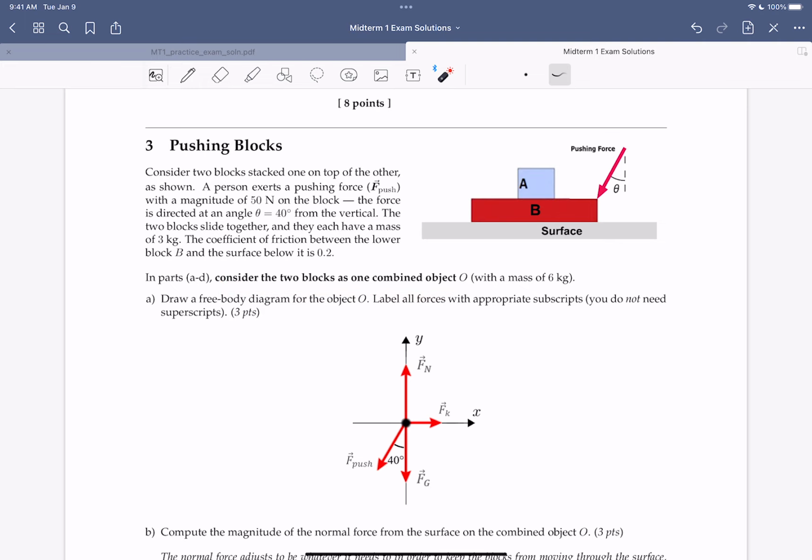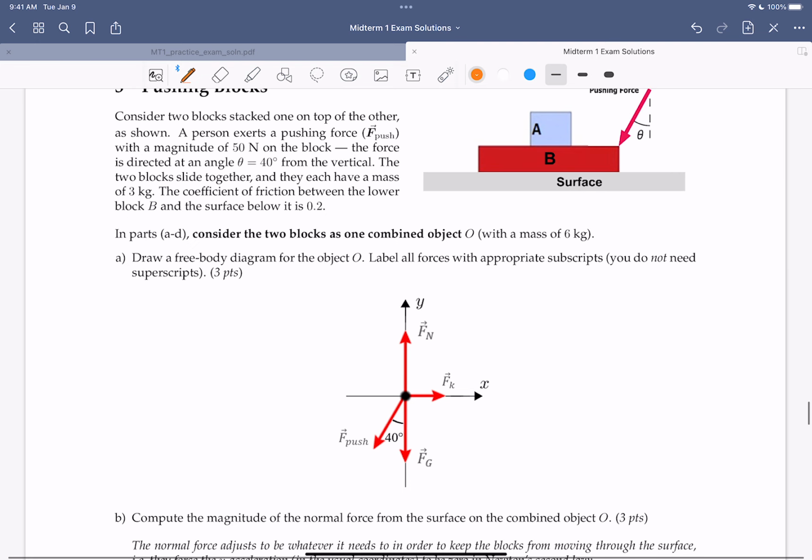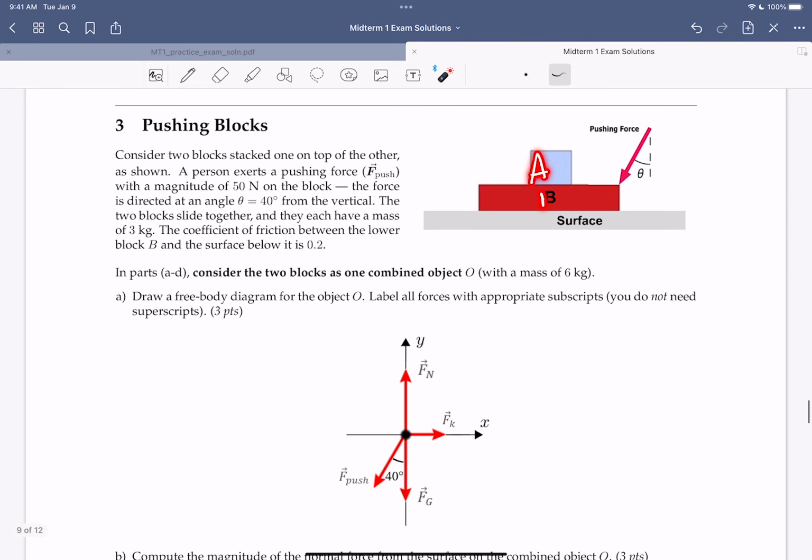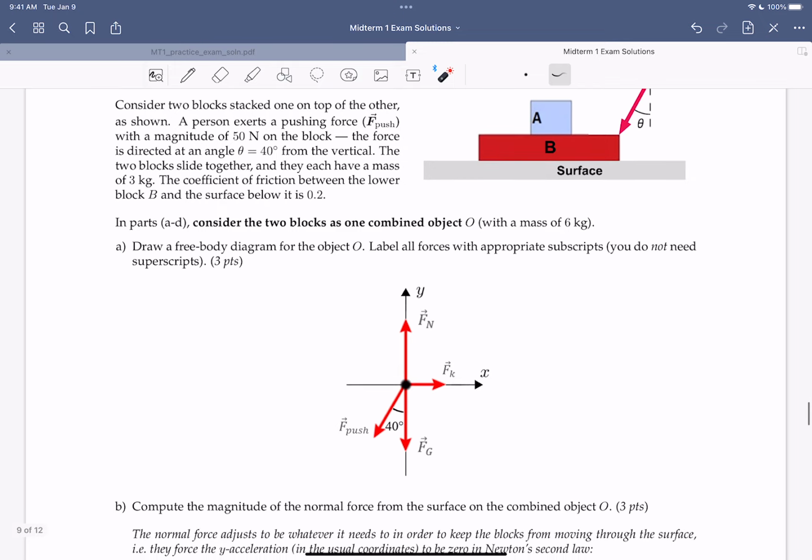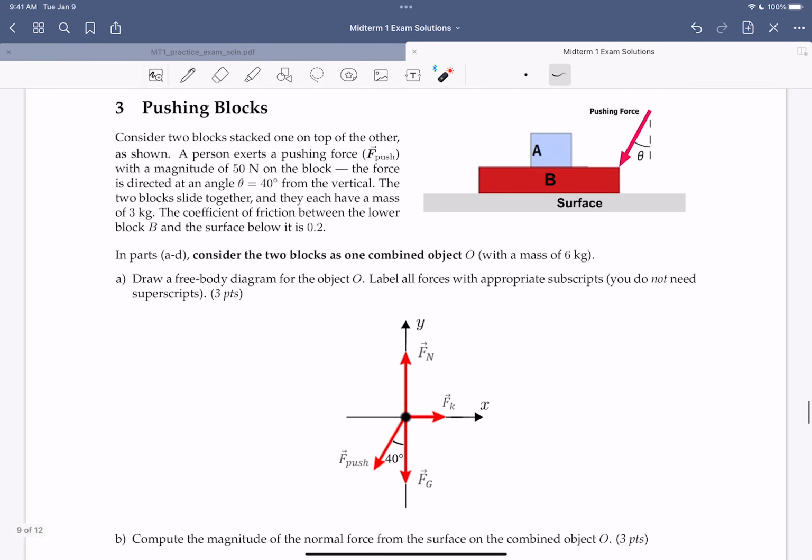Both blocks together. So when we're drawing this, we're not concerned about each individual perspective of the box. It's just the whole thing, right? So A and B together will pull downwards, basically. Their weights together will pull downwards with a force of gravity, right? That's going to be our first force that we can draw there on our free body diagram. And then, based on that total force of gravity, we have a combined normal force, right? Pointing upwards.